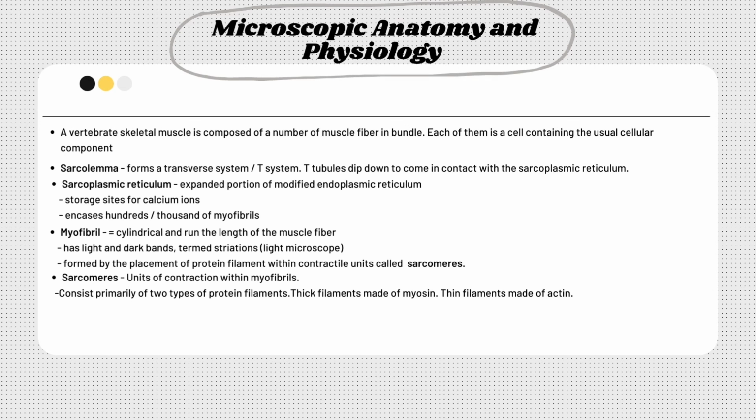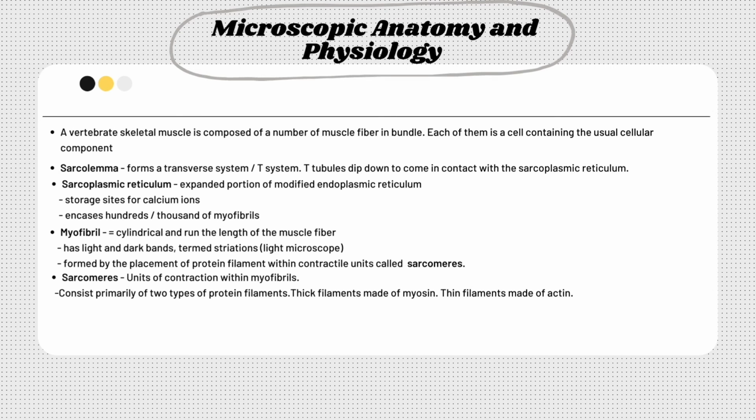The sarcolemma forms a transverse system, or T system. The T tubules penetrate deep down into the cell, so they come in contact with, but do not fuse with, the sarcoplasmic reticulum, which consists of expanded portions of modified endoplasmic reticulum. These expanded portions serve as storage sites for calcium ions, which are essential for muscle contraction.